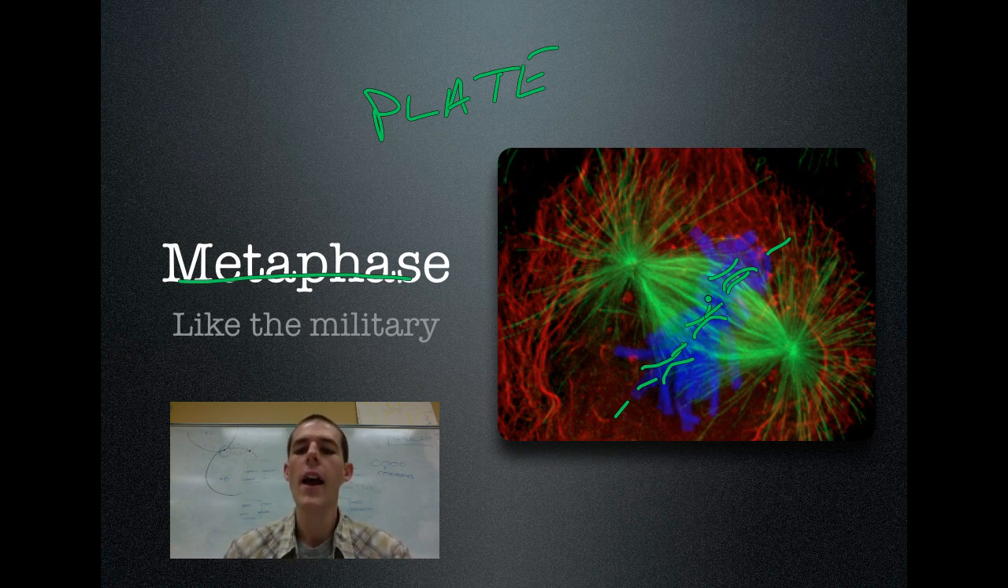chromosomes line up along. And you can see very well in this picture right here, our centrosome is right here, and all of these spindle fibers are going out. Each spindle fiber is connected to one side of a chromosome at its centromere. So remember, metaphase military.